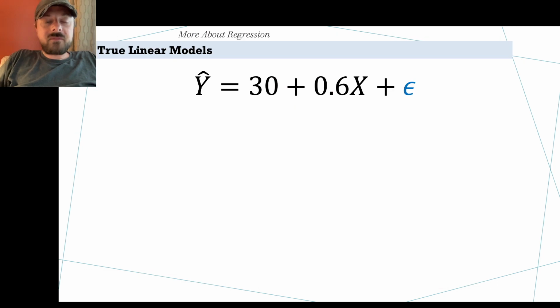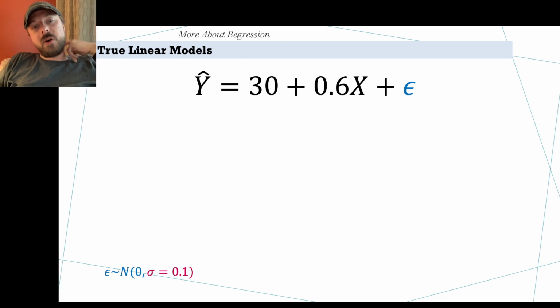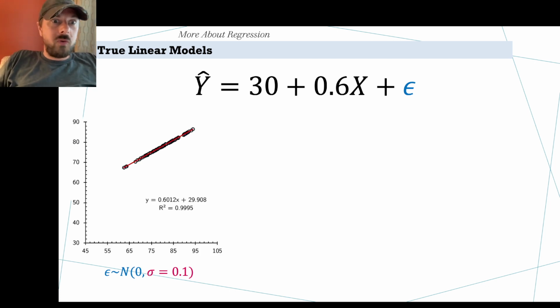That's kind of neat. Let's see this in another way. Here I have a new population equation. Y is a linear transformation of X, so that y hat equals 30 plus 0.6X plus some variation that's introduced by epsilon. So let's suppose that I let epsilon, our error term, have a standard deviation of just 0.1. 0.1 is pretty small. You could actually compare it to the slope of the least squares regression line. 0.1 is much smaller than the slope itself.